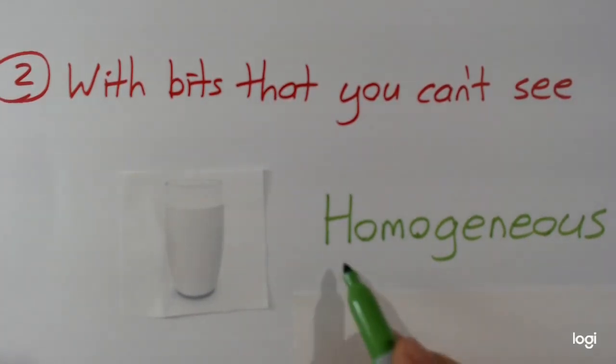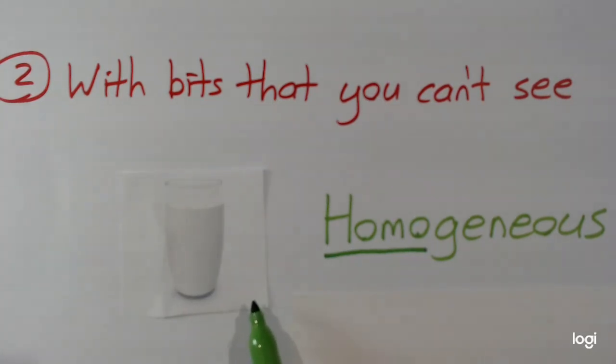Again, homo means the same, just like hetero means different. This one all looks the same. You can't tell that there are different bits. And again, it doesn't say genus, it says genus, homogeneous. Now, there are two types of homogeneous mixtures. Milk is one of them. Milk is a suspension.